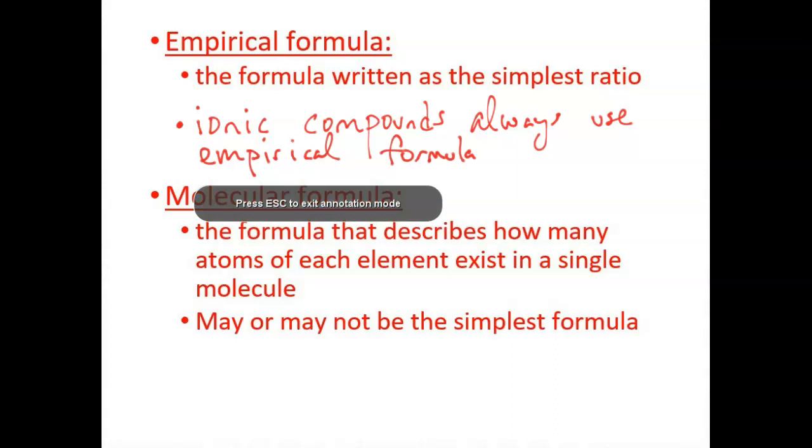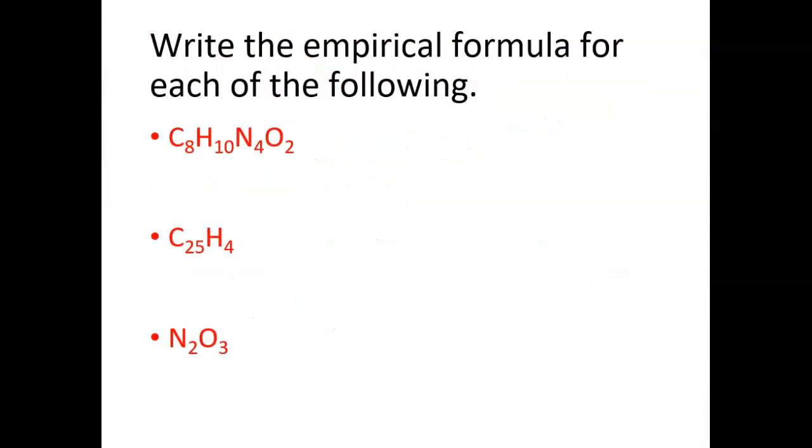Now we're going to practice writing empirical formulas. Here we have 3 different formulas, and we're going to practice writing their empirical formula. The first one says C8H10N2O4. You may notice that all of the subscripts are even. If all the subscripts are divisible by some number, in this case they're all divisible by 2, we'll divide them by 2, and that's going to give us our simplest ratio.